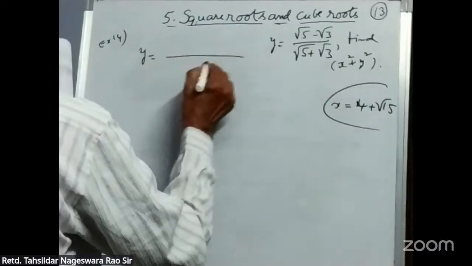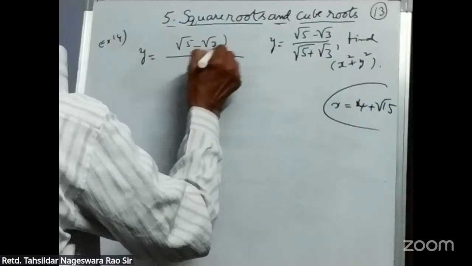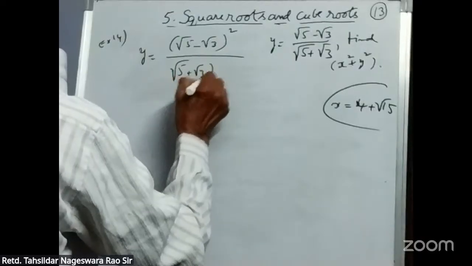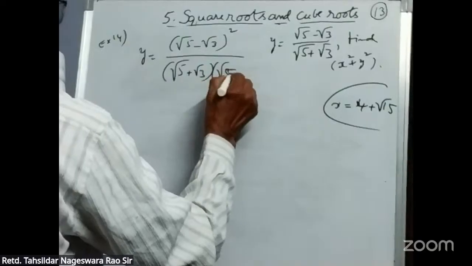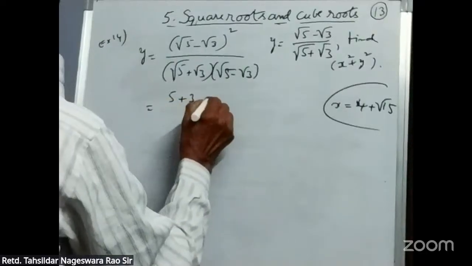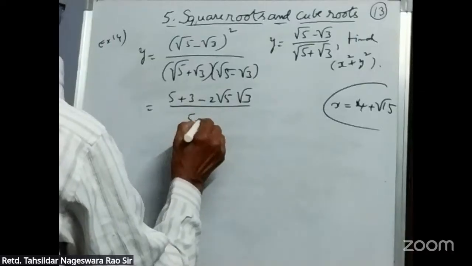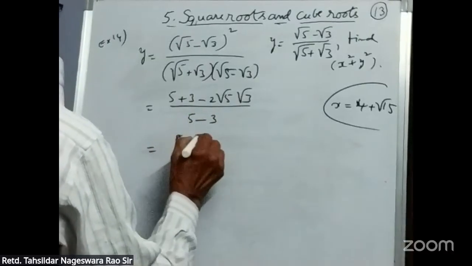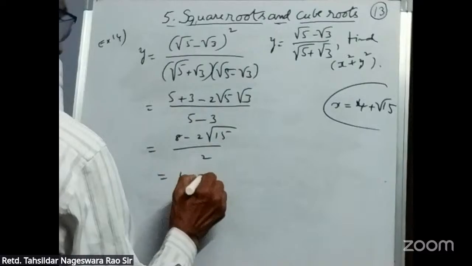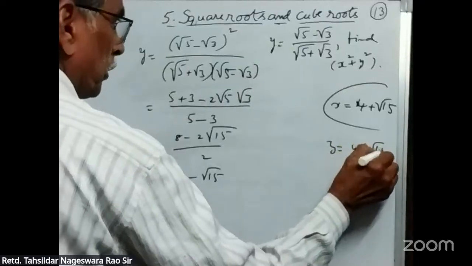Similarly, y. Now root 5 minus root 3, that whole square we will get, because we will multiply root 5 plus root 3 into root 5 minus root 3. That will be 5 plus 3 minus 2 root 5 root 3 by 5 minus 3. 8 minus 2 root 15 by 2. That will be 4 minus root 15. Y will be 4 minus root 15.